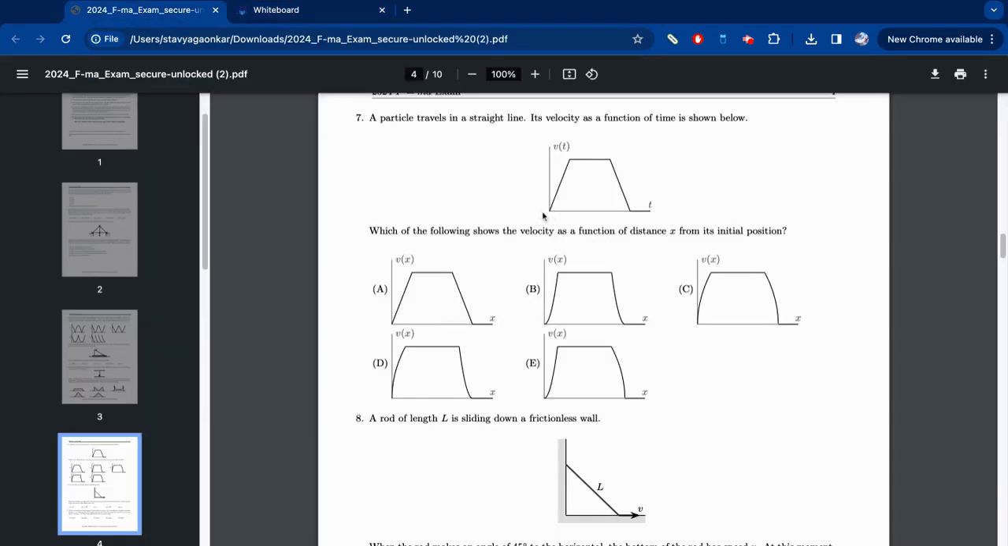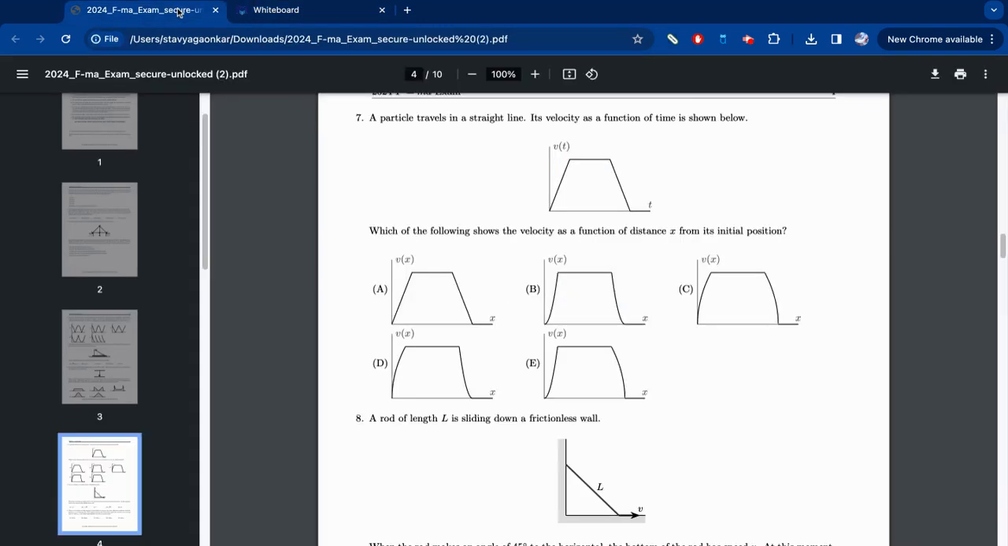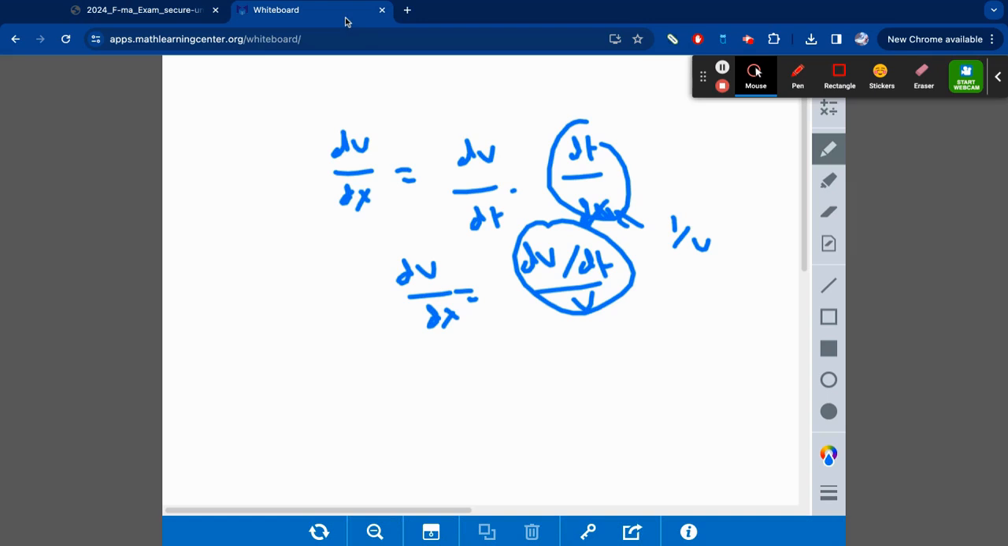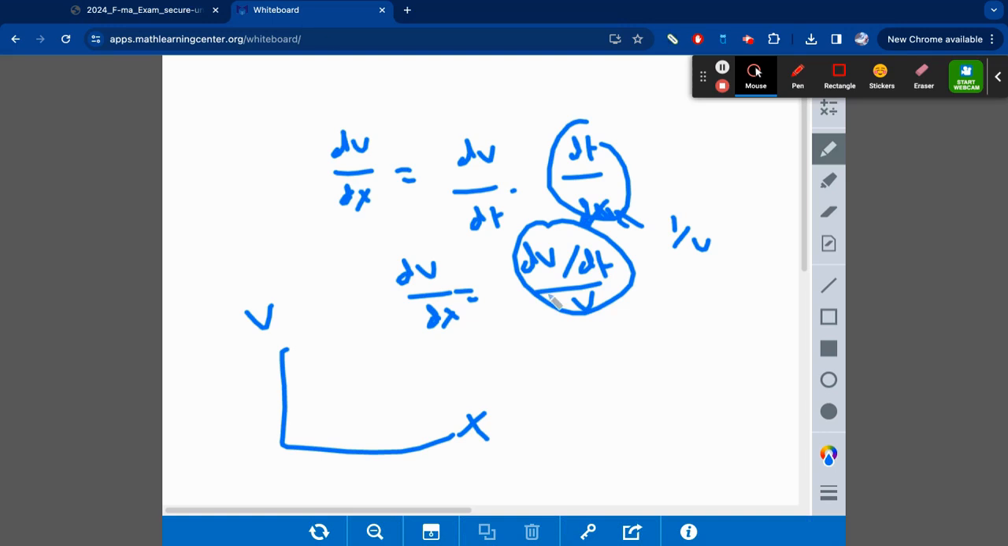If we look at the linear increasing portion of the graph, dv over dt is constant, right? Because it's linear, its derivative is constant here. But v is increasing, which means that in our graph of v and x, we want the derivative to be decreasing. So we want it to look something like this. It's really large and it slowly decreases.